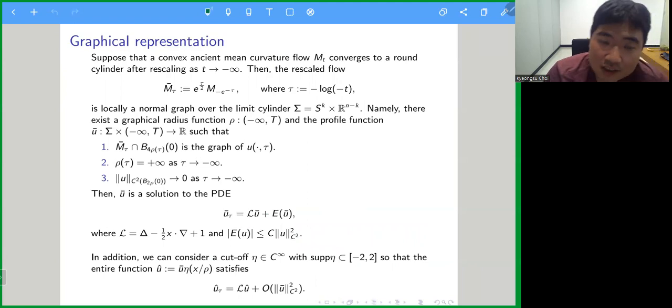So we only need to consider now ancient convex flows whose tangent flow is unique, and that is a round cylinder.